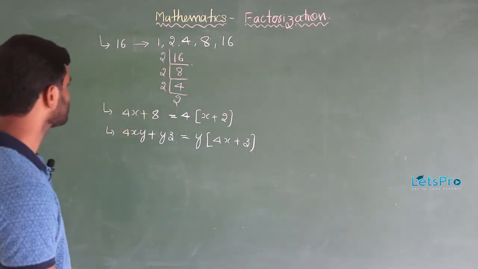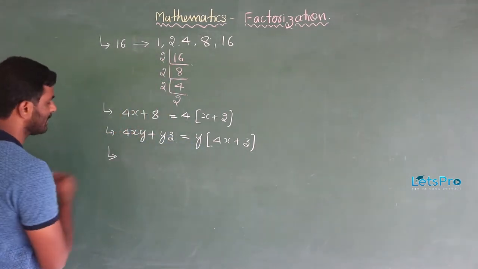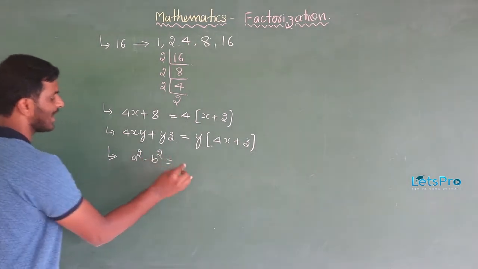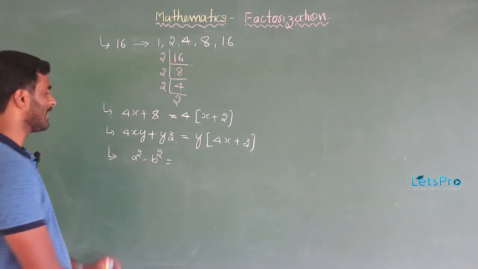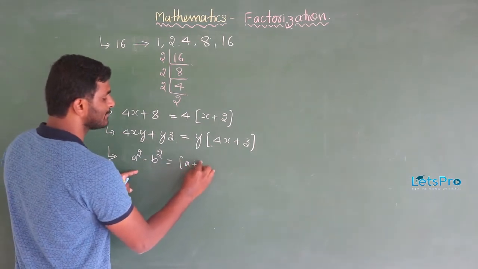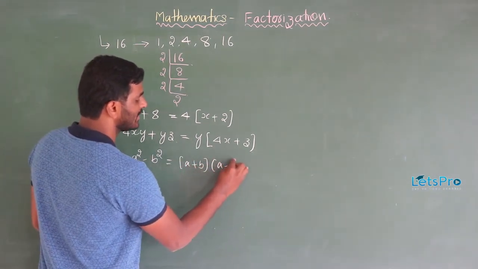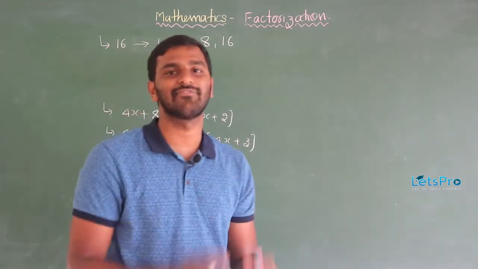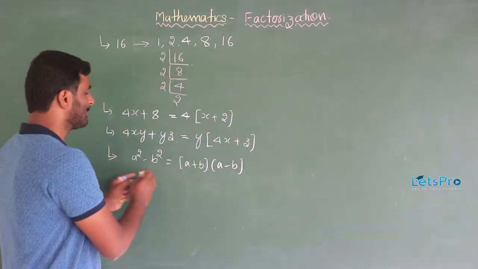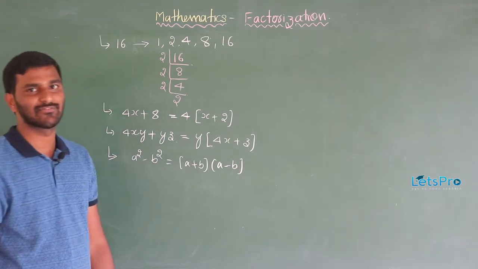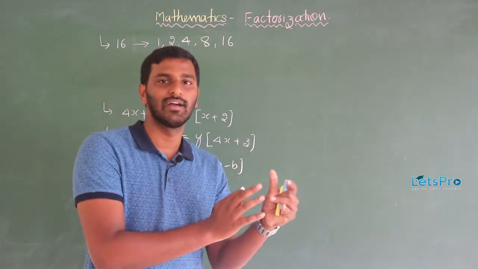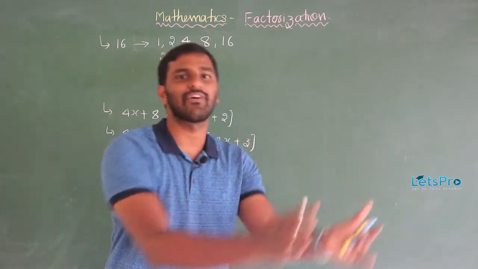Let me take one more example. What is the formula of a square minus b square? As you know, a square minus b square is a plus b into a minus b. Hence a plus b is the first factor, a minus b is the second factor. It's very simple. Like that we can take factors. We can take a common; if you take a common, that is also one of the factors.